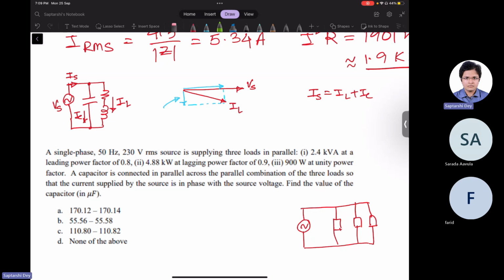IC is a capacitive current, so it will lead Vs by 90 degrees. So it will be somewhere here. And its magnitude would depend on the value of the capacitor, right? Now, we choose the value of the capacitor such that these two lengths are equal.